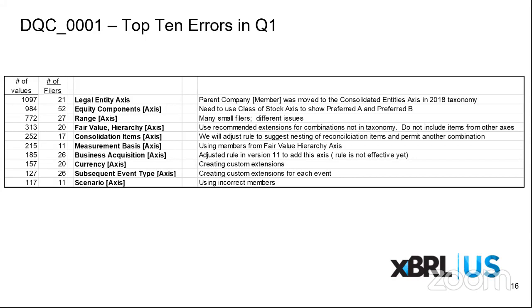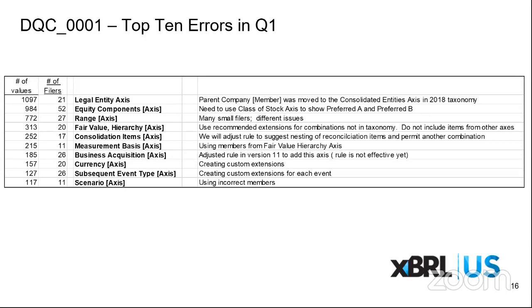The issues with the measurement basis axis are similar to those with the fair value hierarchy axis. Companies are switching members between these two axes, and it produces an incomprehensible meaning when the data is analyzed. I'm going to skip over the business acquisition axis because that was just added in version 11, and it was not effective in Q1.